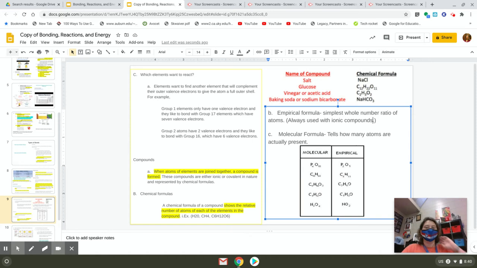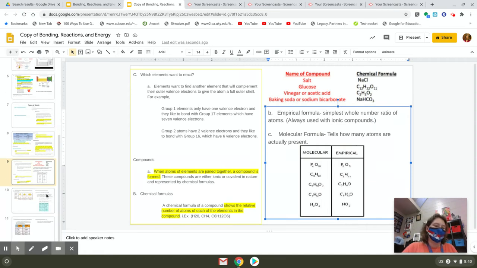Right-hand side. Letter B, empirical formula. And letter C, molecular formula. Those are different types of formulas that we will look at. There's nothing to highlight there.